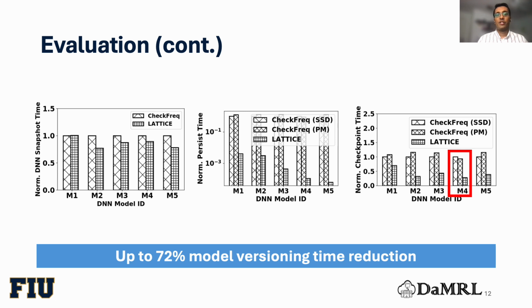Next, we compare CheckFreq and Lattice to measure if it really decreases the snapshot time, persist time, and overall model versioning time or checkpointing time. What we found is Lattice can reduce overall model versioning time up to 72%, as highlighted in red in the right figure. Y-axis is latency, so lower the better. And for snapshot time and persist time, Lattice also performs better than CheckFreq.